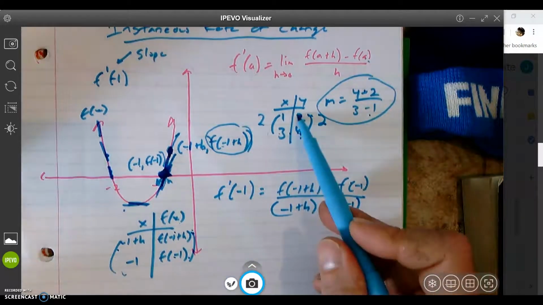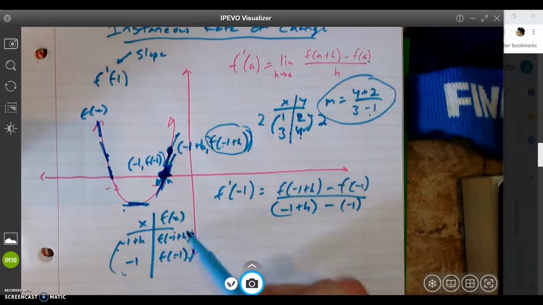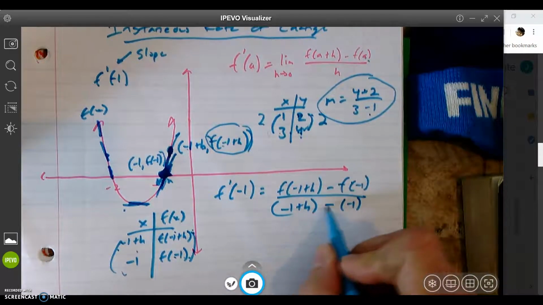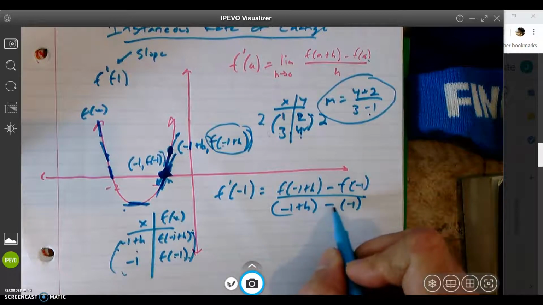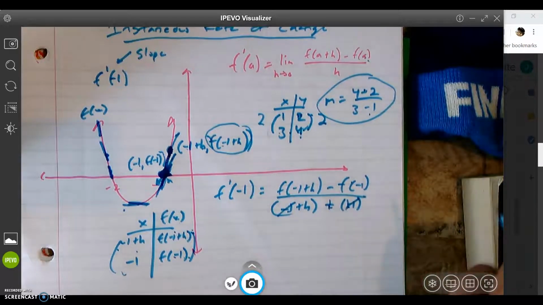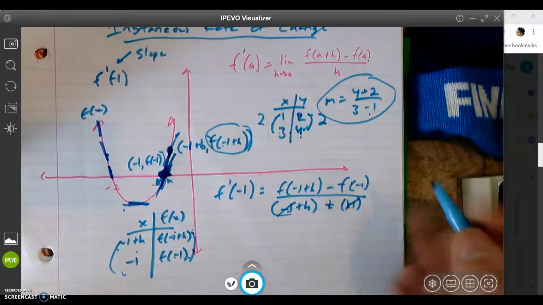Or you can go bottom minus the top, or top minus the bottom. As long as you're consistent on the x and the y, it's the same thing. You're going to get the same answer. So in this case, look at this. This is negative 1 plus positive 1, which is 0. And 0 plus h is just h.